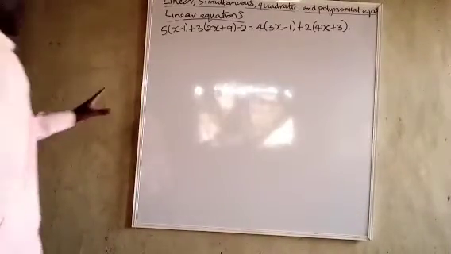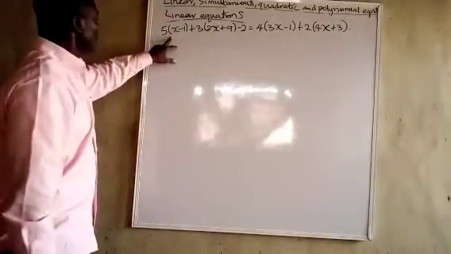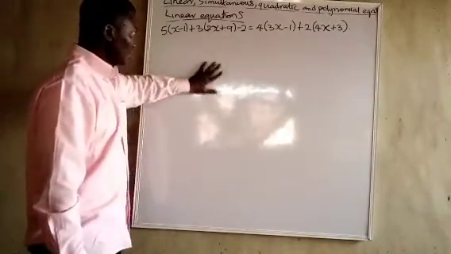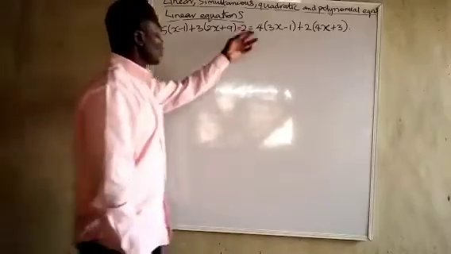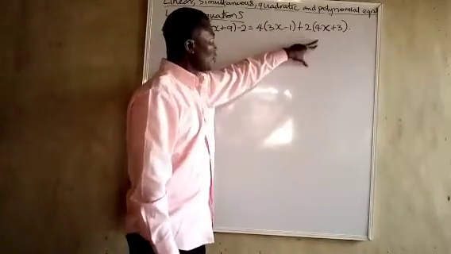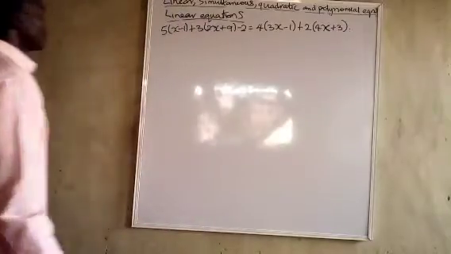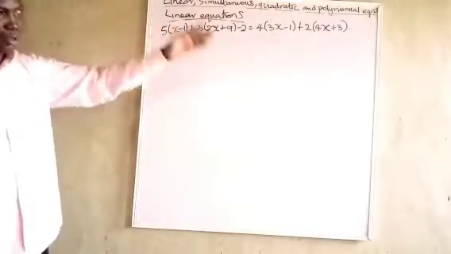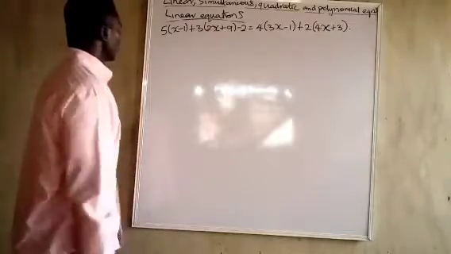Now, let's look at this. We have 5 into (x minus 1) plus 3 into (2x plus 9) minus 2, equals 4 into (3x minus 1) plus 2 into (4x plus 3). Now, I've said it before that you need to open the brackets before you continue. That's the first thing.